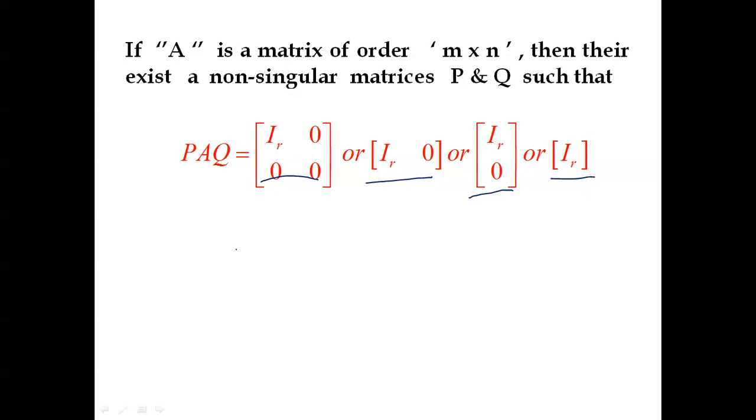Suppose A is an m by n matrix. For real numbers, 2 can be written as 2 into 1. In the same way, 2 can be written as 1 into 2 into 1. So this 1 is called the prefactor of 2. The same way, this 1 is called the post factor of 2.